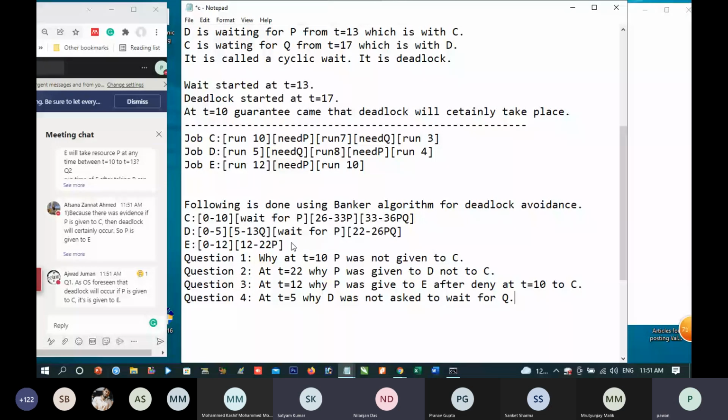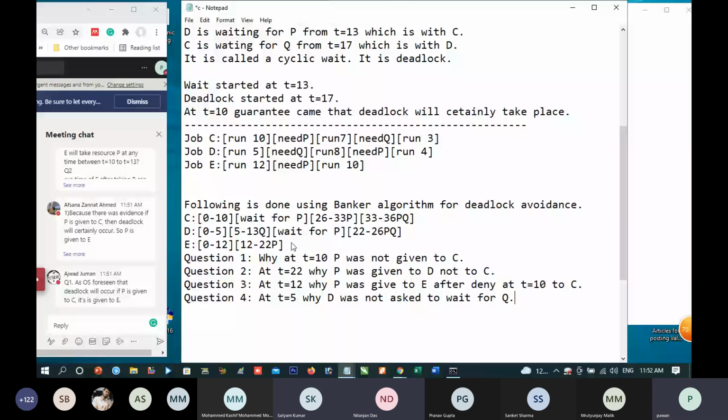Why at t equal to 12 was E not asked to wait for P, when some other job was asked to wait for P before it? No one can answer. And at time t equal to 22, why was P given to D, not to C? Why was priority given to D, not to C? The reason was this. At time t equal to 10 itself, we did not give P to it because of some reasons. So the same reasons hold at this time.